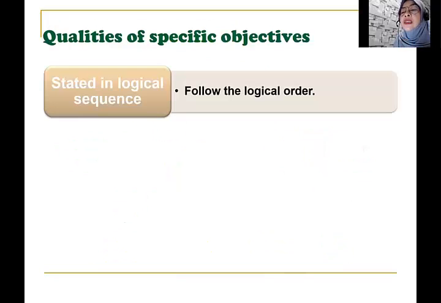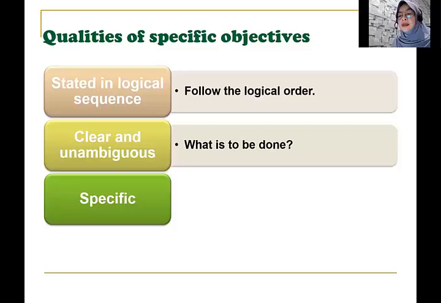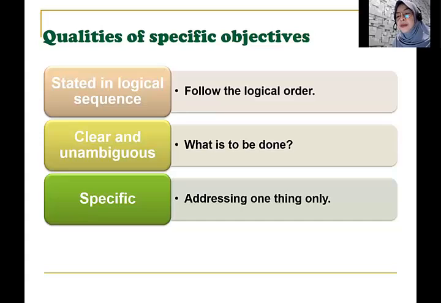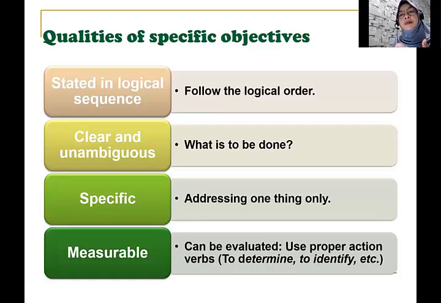So stated in logical sequence, follow the logical order of how you will conduct your research. Clear and unambiguous. What is to be done? Specific. Addressing one thing only for each objective. Measurable. Can be evaluated. You can prove that. Use a proper action verb such as to determine, to identify, design an algorithm, to formulate a mathematical something, anything that you can evaluate.